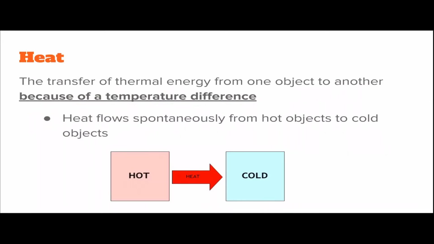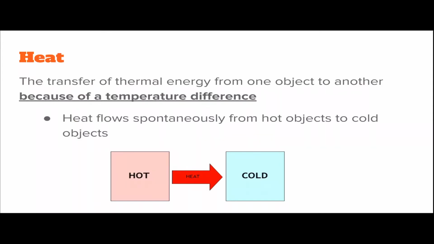So the first thing we need to understand when we talk about thermal energy is heat. A lot of us call it heat energy, but what is heat? Heat really is the transfer of thermal energy from one object to another because of a difference in temperature. What that means is that a hot object is going to let heat or thermal energy flow spontaneously, so at random, from that hot object to a colder object.